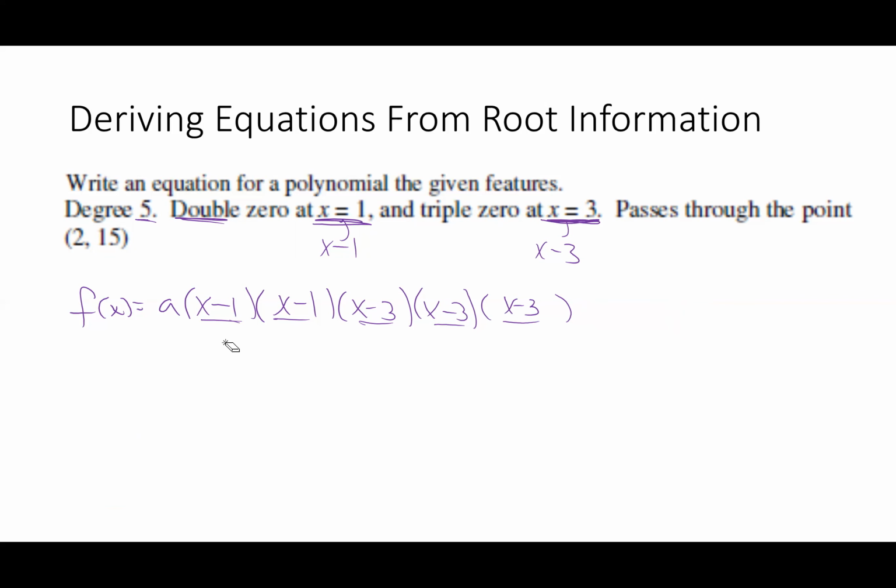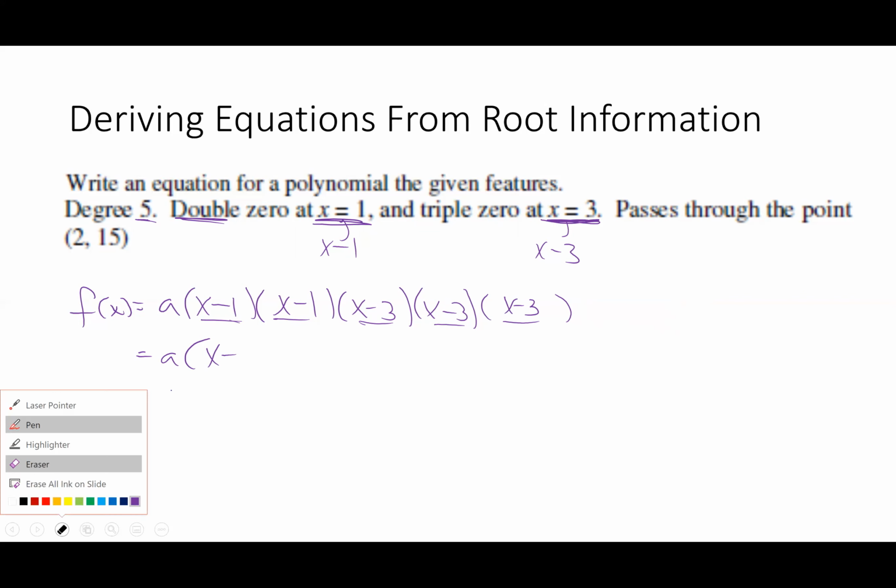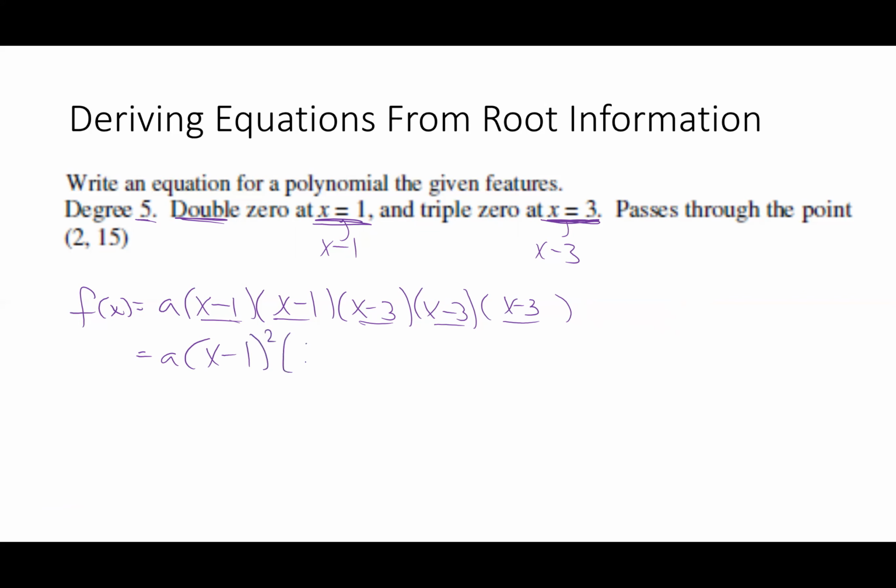And this isn't my favorite way to write it. So I'm just going to write it with the squares, without making any glaring mistakes here. Make my 3 look like a 3. So now I know that it's passing through the point (2, 15). So what I'm going to need to do is make my y value 15, and my x value is going to be 2.